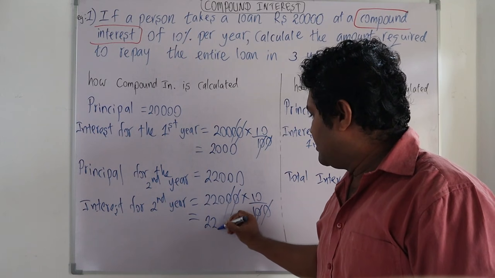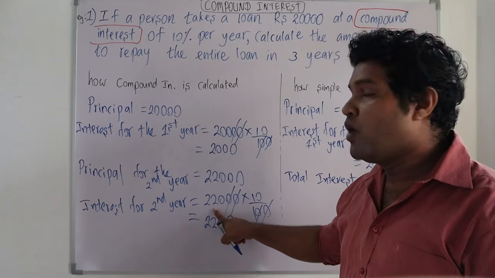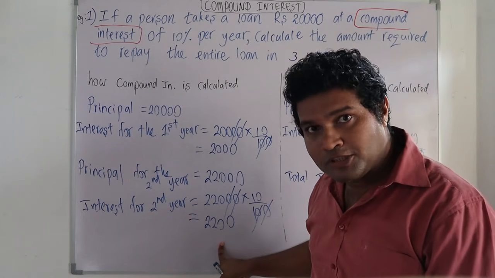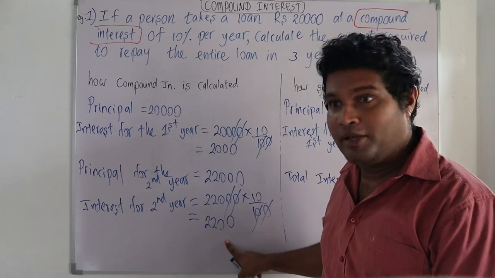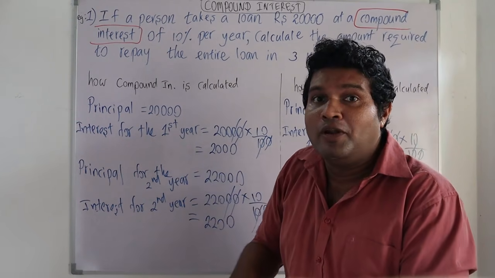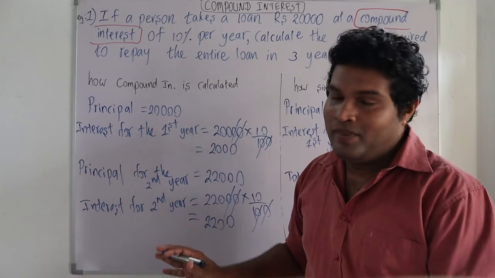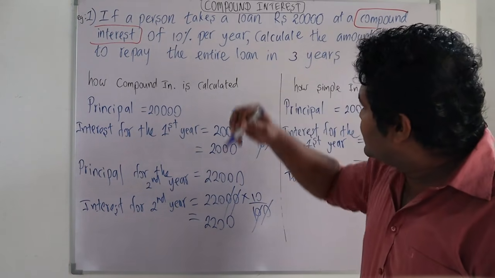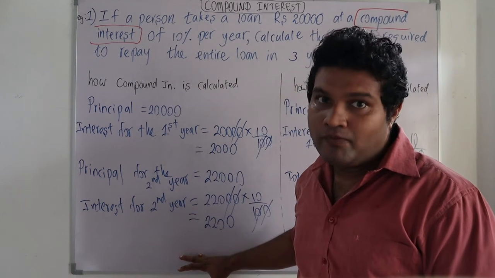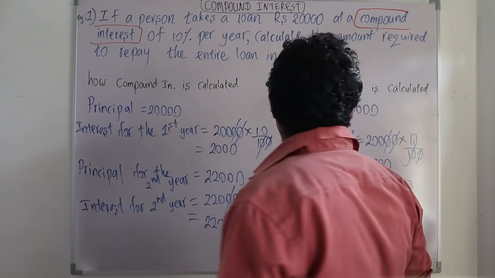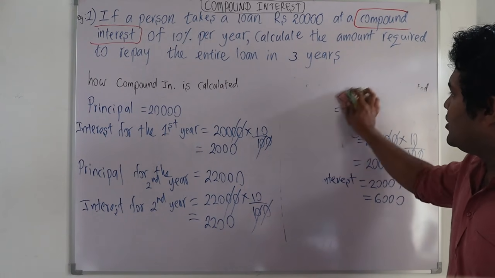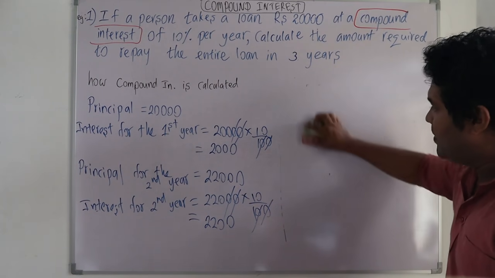Then we keep this 0, because 220 into 10 is 2,200. You know, is the interest 2,000? No, it has increased by 200 because 22,000 has come. Right? Gradually interest is calculated on the interest. This is called that. Now, when you go to the third year, you have to calculate the third year principal first of all. I don't have space to write, so I am going to erase the simple interest case, because we don't teach simple interest, I just reminded you.